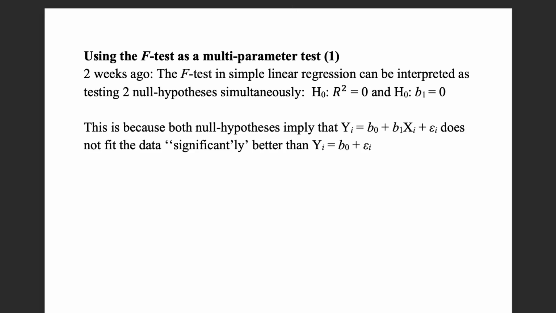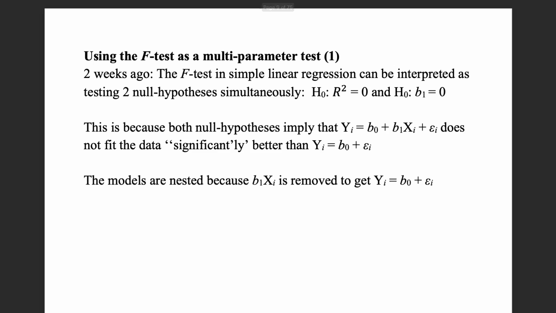And you can see that, because both of these null hypotheses imply the same thing. They imply that our simple linear regression model, so yi equals b0 plus b1 xi plus an error term, does not fit our data significantly better than a model with no independent variables, so yi equals b0 plus an error term. In other words, it doesn't fit the data any better than just using the mean as a predicted value and not taking into account any other differences between our cases at all.